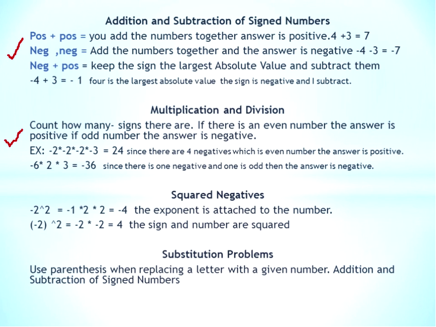Okay, our next item deals with squared negatives. This can get a little confusing. So if we look at our notes, it says -2 squared is the same as -1 times 2 times 2, and that's a -4. Let me break that down for you a little bit.